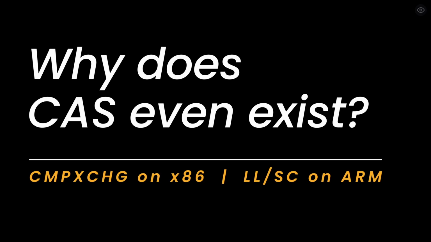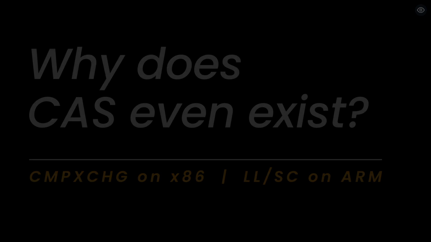Now you must be thinking, why does CAS even exist? Modern processors have built-in instructions like compare and exchange on x86 machines, or load-linked and store-conditional on ARM processors. They provide atomic read-modify-write at the hardware level. The JVM uses these instructions directly. It inlines them into your code so you get near native performance.